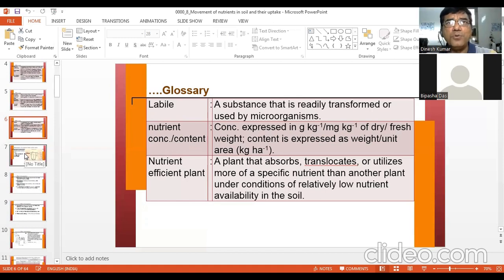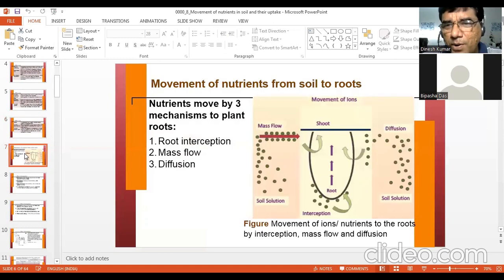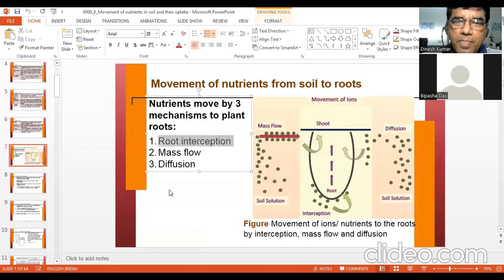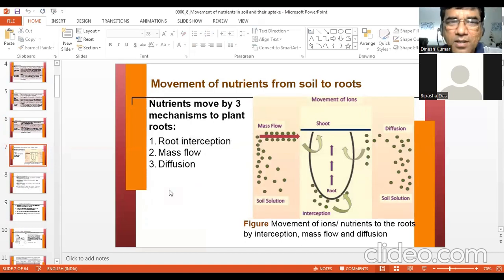Now, the first thing is how nutrients are reaching the roots. That is an important part, and all of you know about it: the movement of nutrients from soil to roots. Nutrients move by three mechanisms to plant roots. One is root interception, meaning the root is going to the nutrient. Root will intercept the nutrient. It will pass through the soil solution. Root will go up to the cation exchangeable sites also. Certain portions of root or rootlets will touch the nutrients directly. They will come in contact with the nutrient, which is normally called root interception. It means the root is reaching the nutrient.